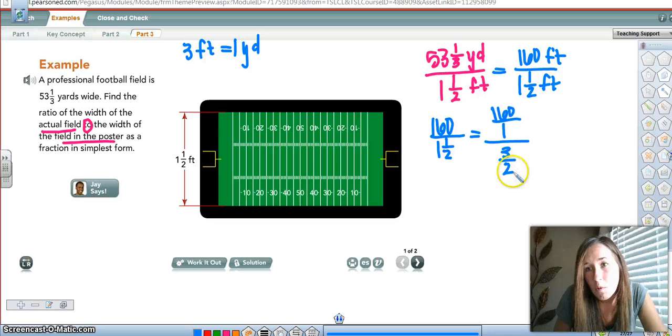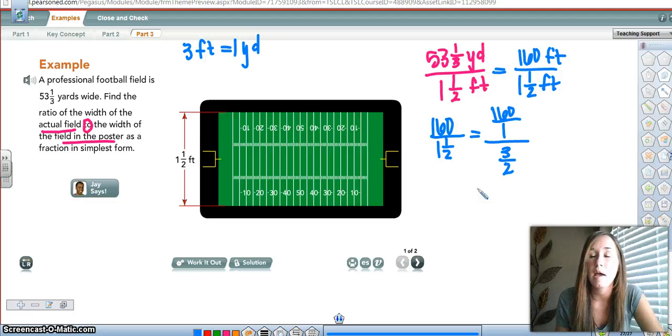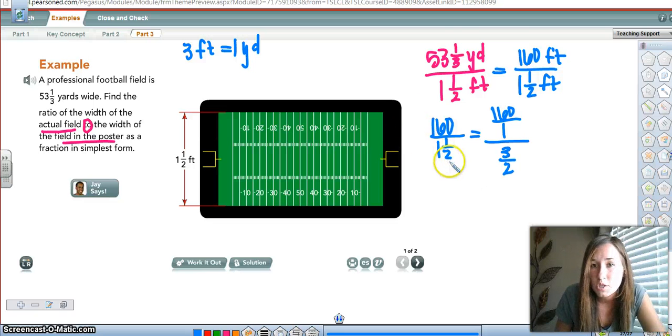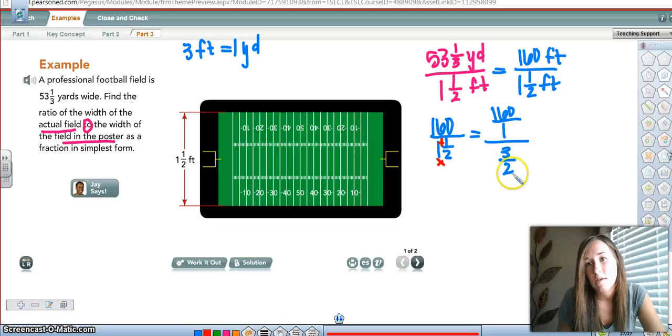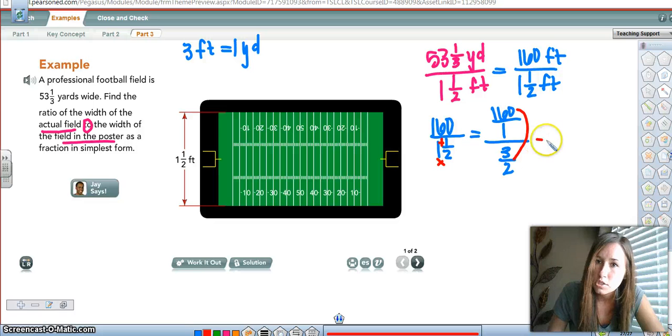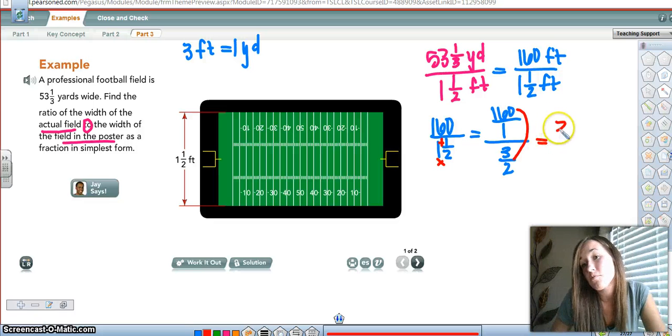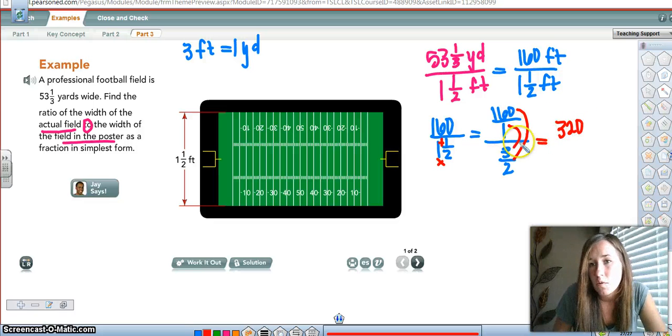Because even whenever you do division and you have to multiply by the reciprocal, if you have mixed numbers involved, you have to make them improper to do the math, and then you can change them back when you're done. So 1 times 2 plus 1. Hopefully you're still familiar with doing mixed numbers improper. Makes 3 halves. So to do this, we do 160 times 2. So that'd be 320. And 1 times 3.